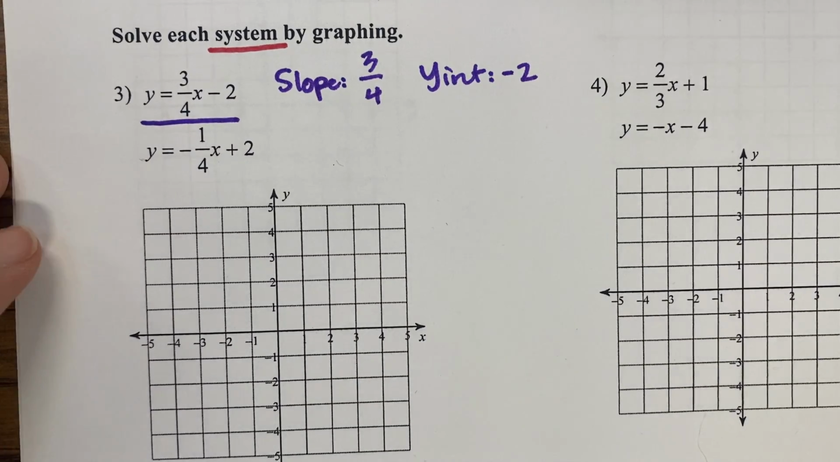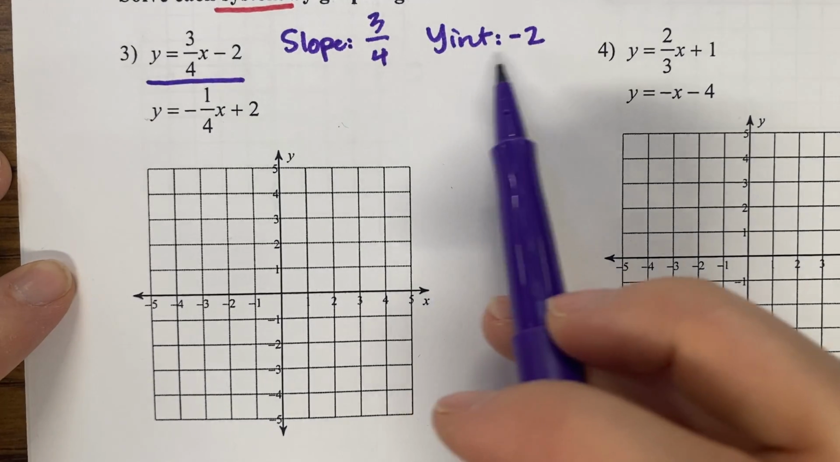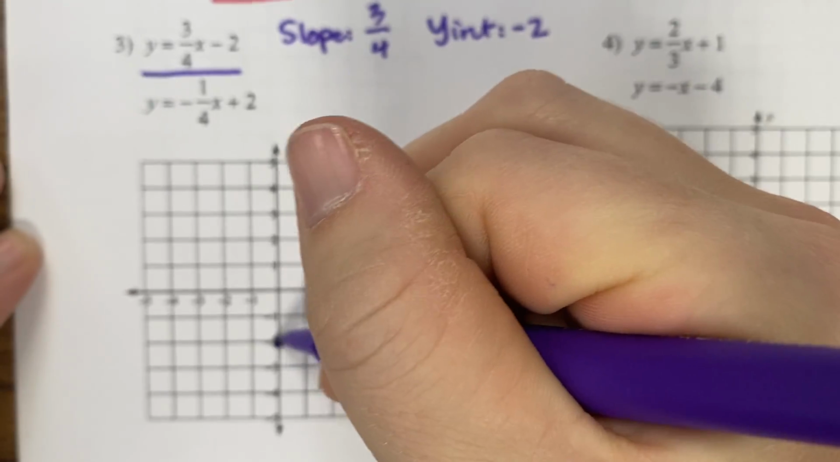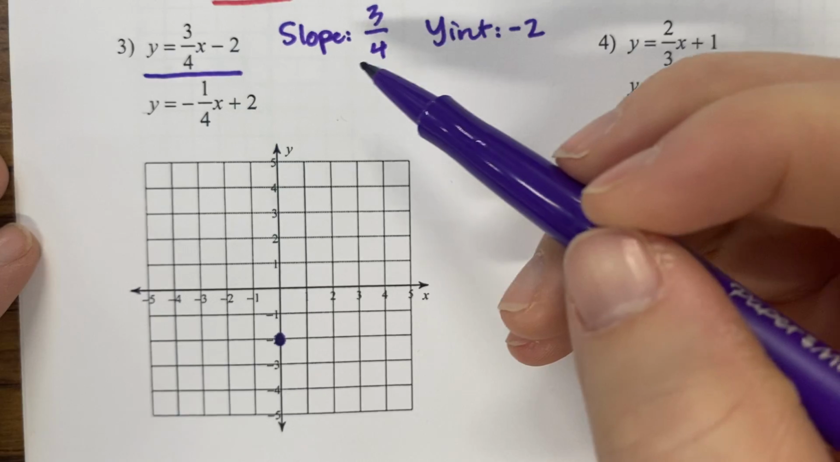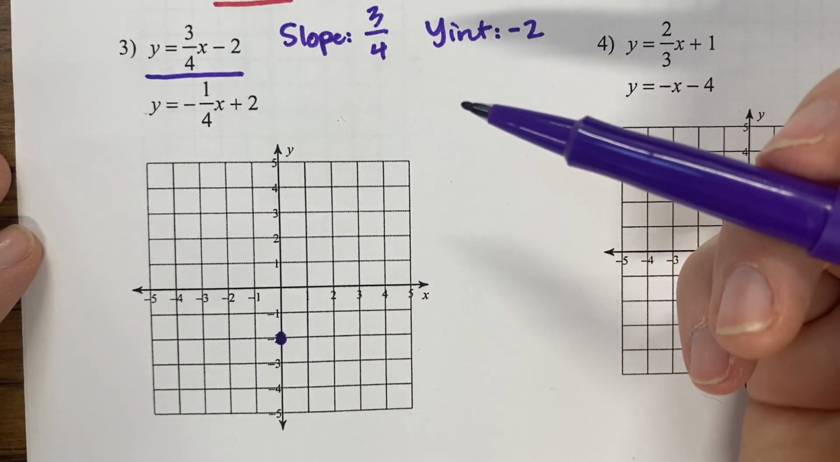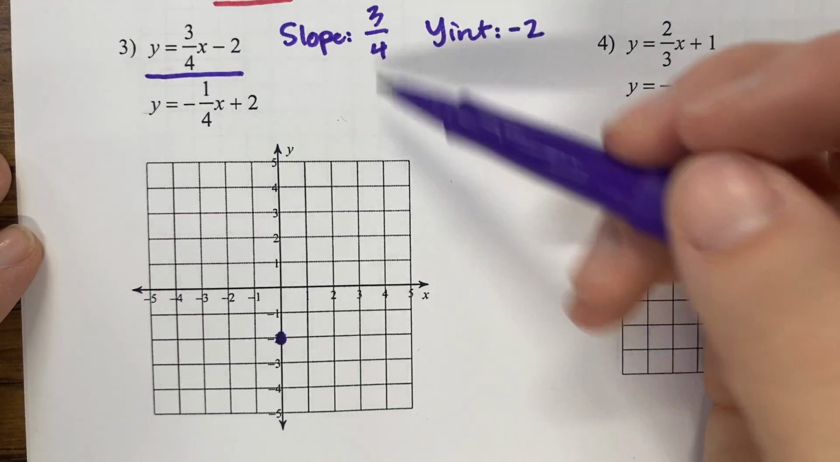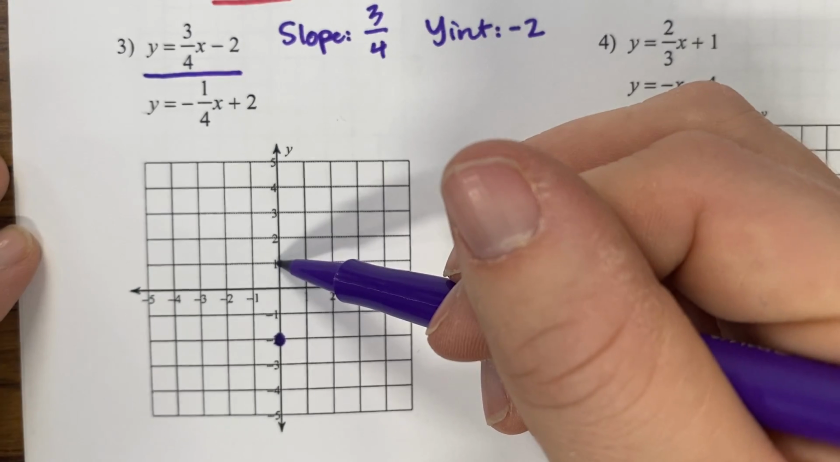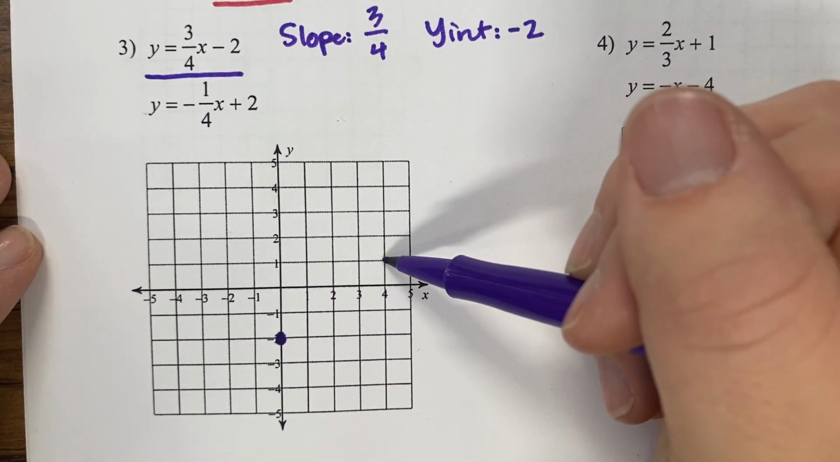Okay, so let's go ahead and graph it before we look at the other guys. My y-intercept's -2, so find -2 on your y-axis, right there. And we're going to use our slope of 3/4 to count to our next point. So this is a positive 3/4, so we're going to go up 3, 1, 2, 3, and over 4, 1, 2, 3, 4.